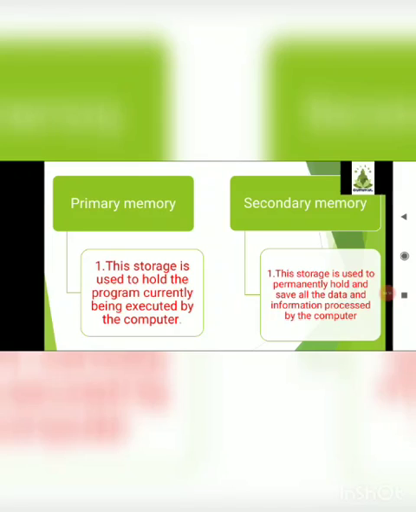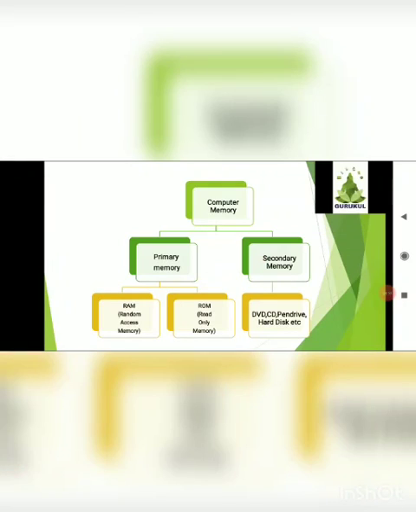So this is the diagram of computer memory, the hierarchical diagram of the computer system. You have to remember these things properly. The computer memory is divided into two types, primary memory and secondary memory. Again, the primary memory is divided into two types, RAM and ROM, and the examples of the secondary memory are DVD, CD, pen drive, hard disk, etc.